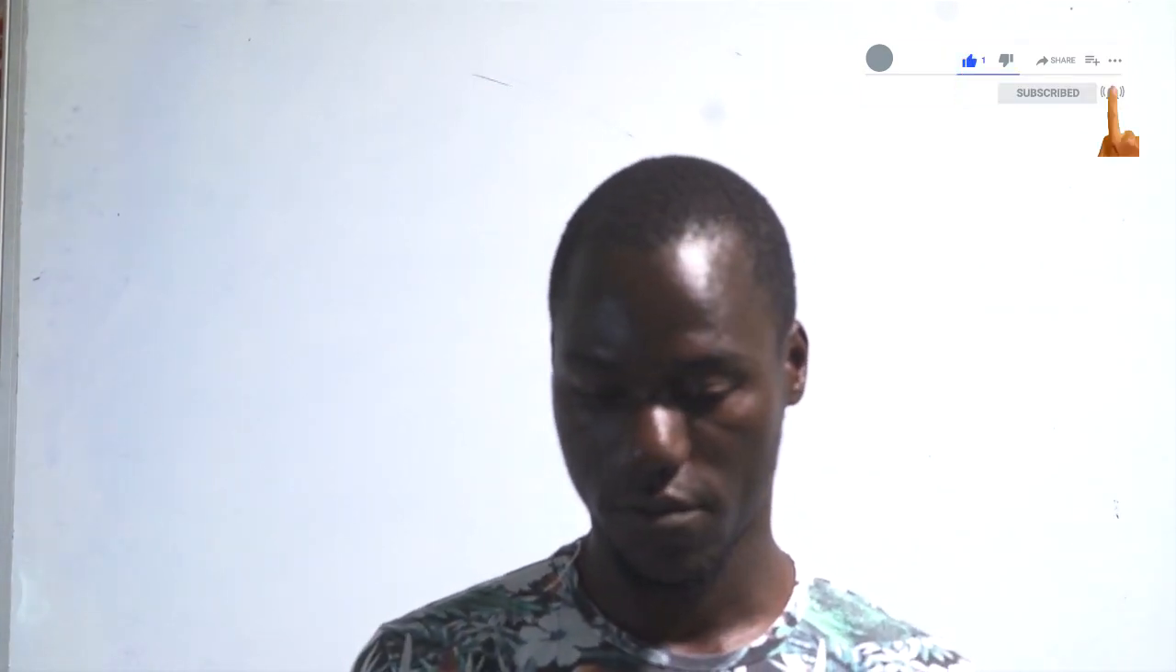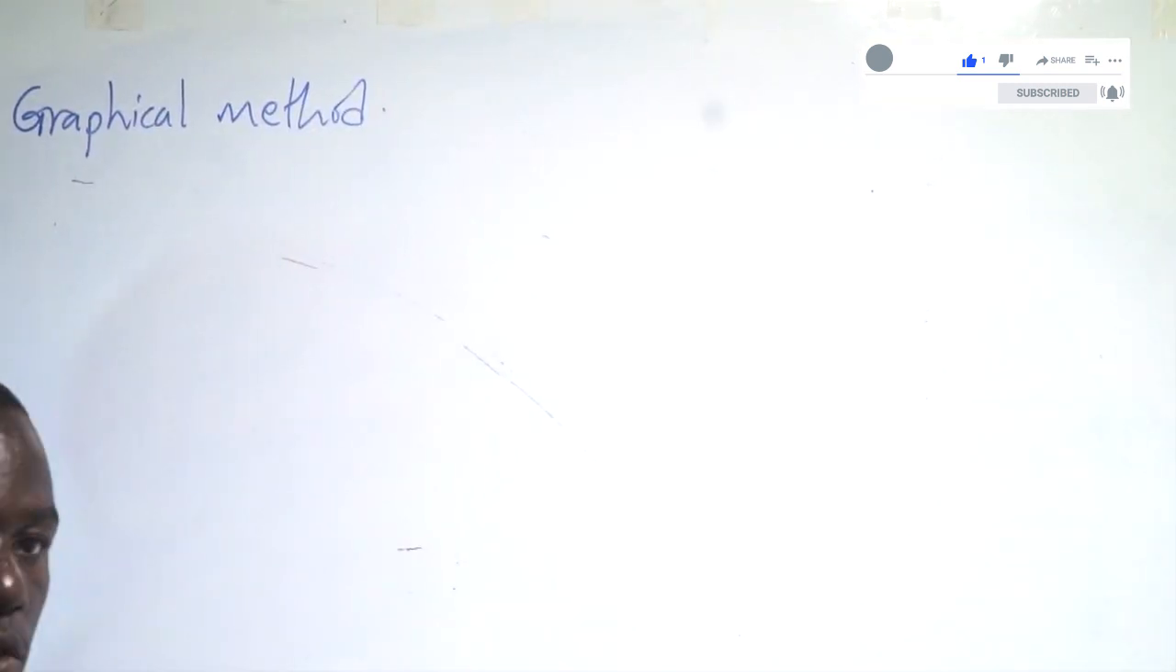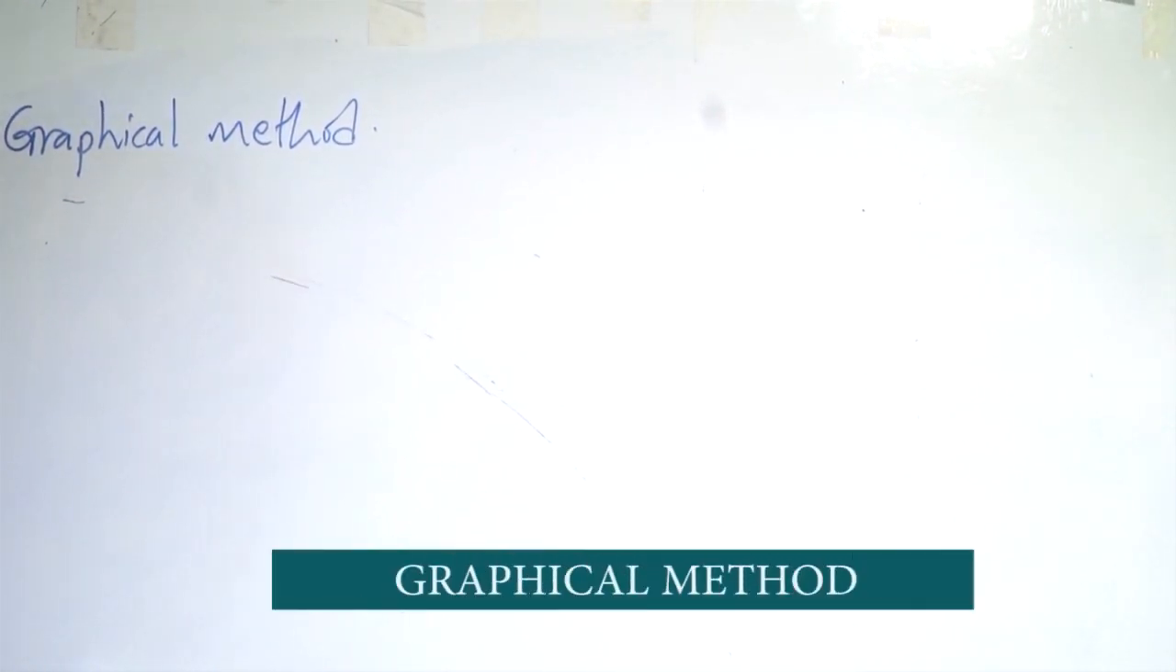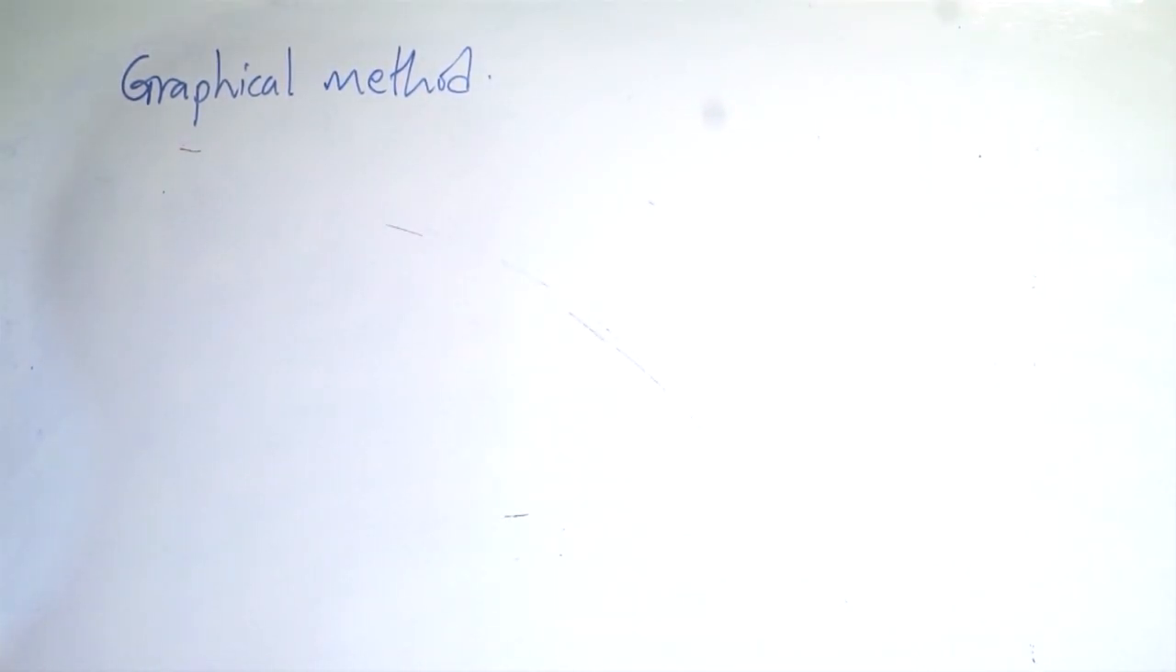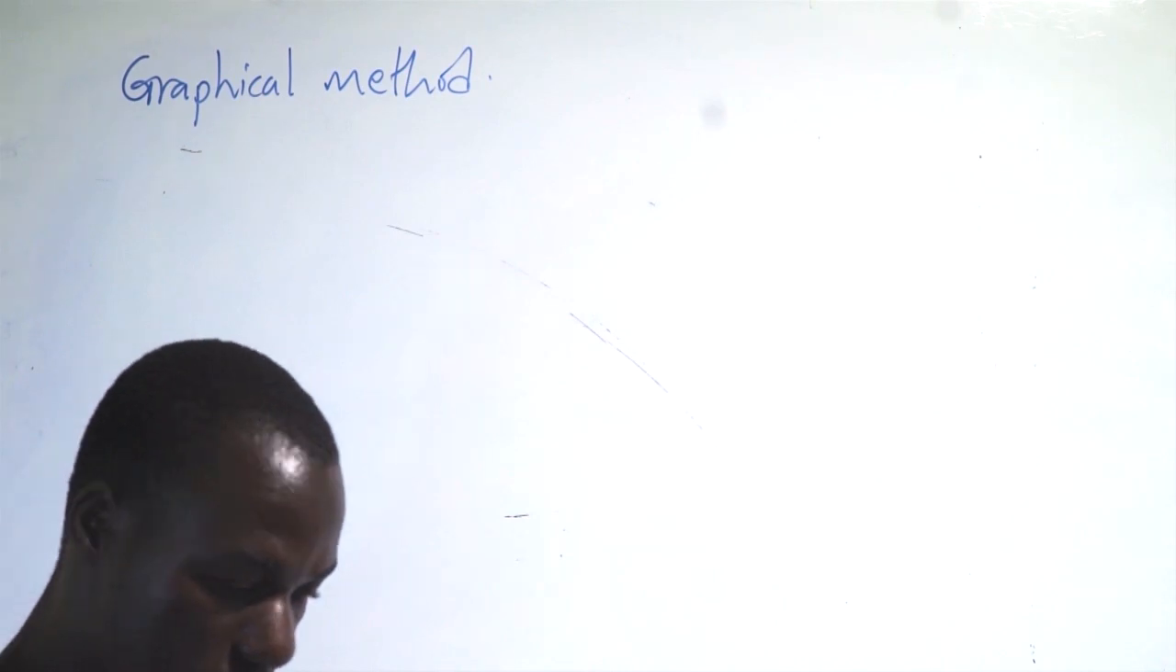In lesson 4 of simultaneous equations, we're going to talk about the graphical method. Here you should be able to remember how to draw lines on the Cartesian plane, and how to generate 2 points from a given line.